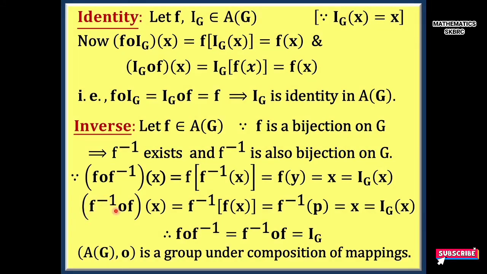Again, f inverse circle f of x is equal to f inverse of f of x. Let f of x be equal to p, then we have f inverse of p is equal to x, that is equal to I_G of x. Therefore, f circle f inverse is equal to f inverse circle f is equal to I_G. This means every element in A of G has an inverse element. Therefore, A of G is a group with respect to the composition of mappings, hence completed.